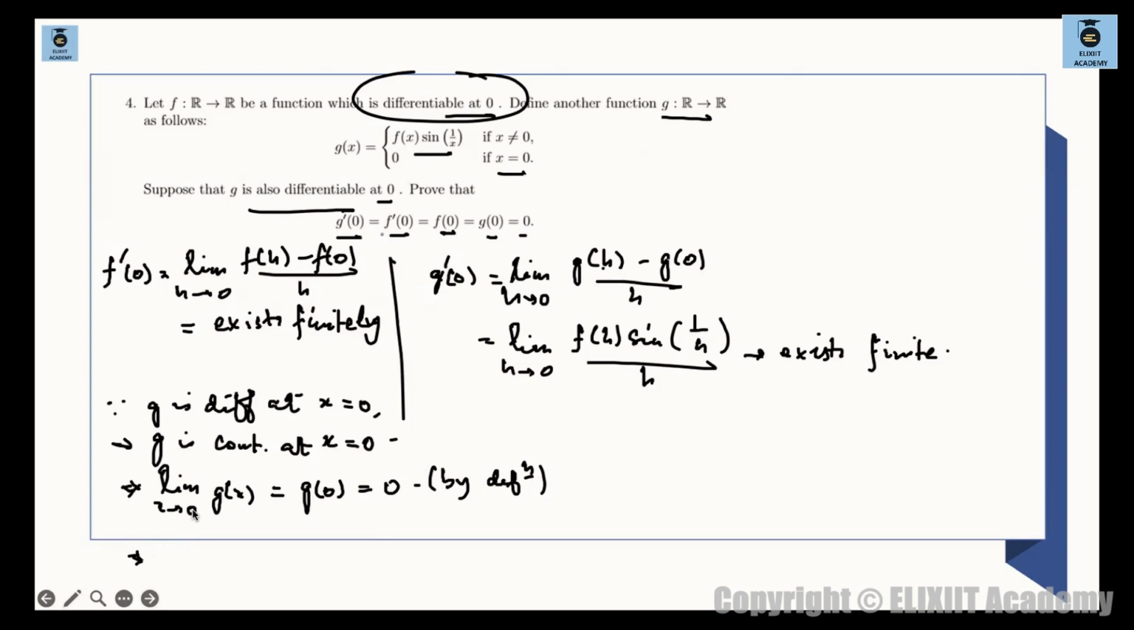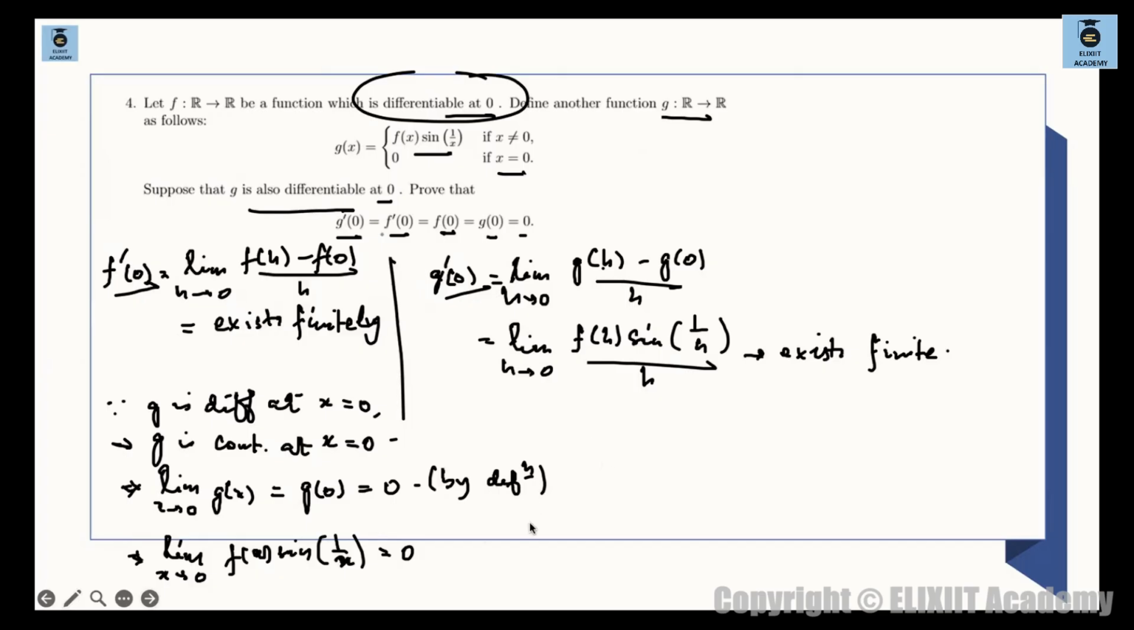So what we can say from here, that limit x tending to 0, g(x). Now g(x) is known to us, which is f(x) into sine 1 by x. So limit x tending to 0, f(x) into sine 1 by x will be equal to 0 itself. This much we have derived. We are simply using the information whatever they have given. We need to simplify this and find the value of this. So we are simplifying whatever they have given.